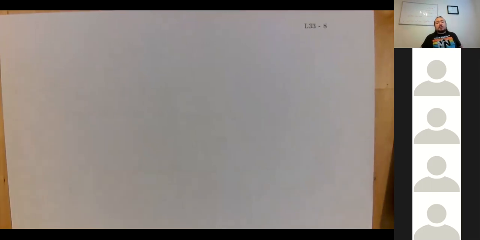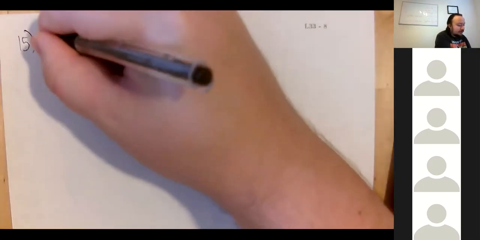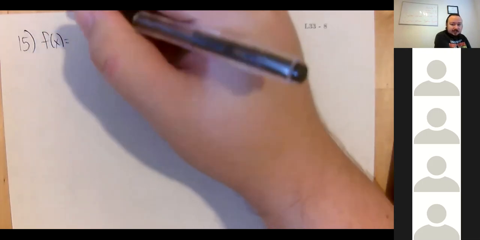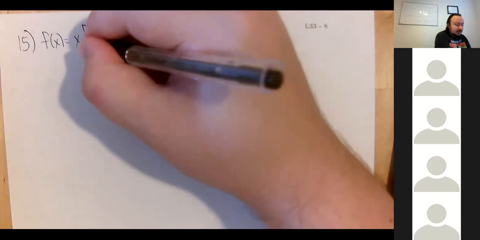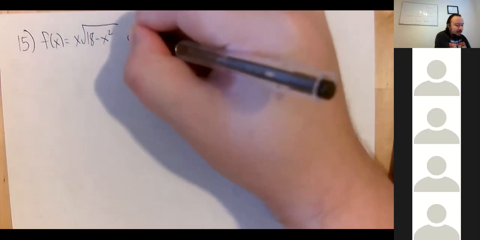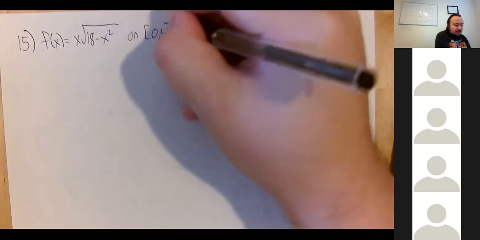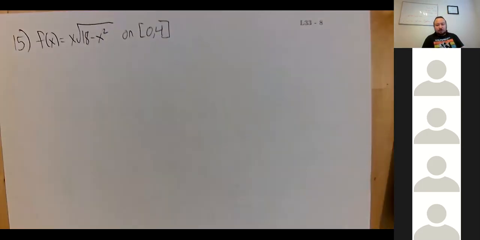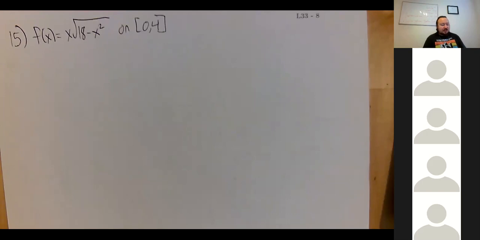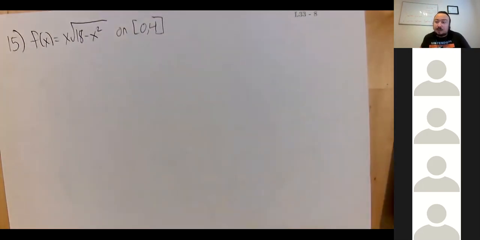Find the absolute maximum and minimum values of this function. So write the function. F of x is x square root of 18 minus x squared. And this will be on the interval 0 to 4. All right, so let's see here. Whenever we want to find our absolute maxes and mins, what we do is we find all of the critical points in this interval, and then we compare the values at the critical points to the values of the function at the endpoints. We see which one is biggest and which one's smallest.